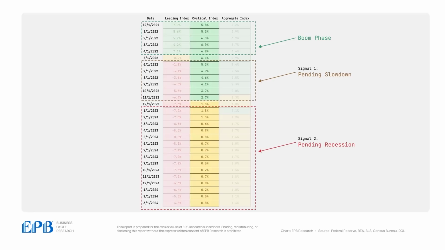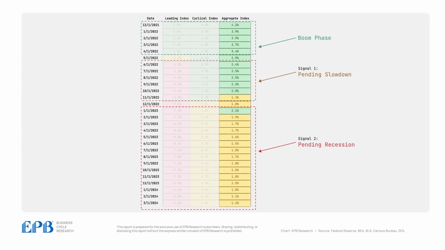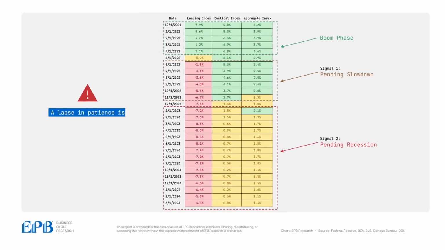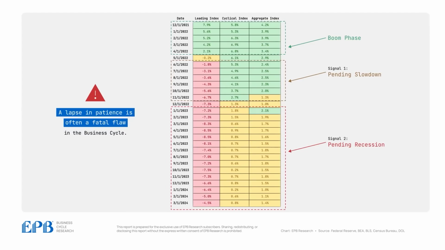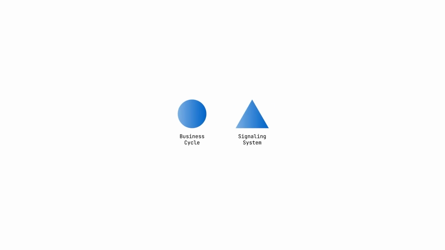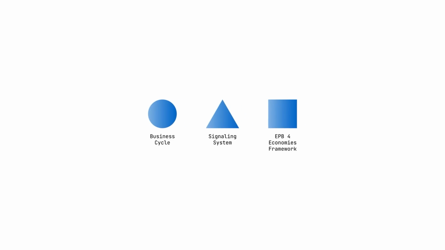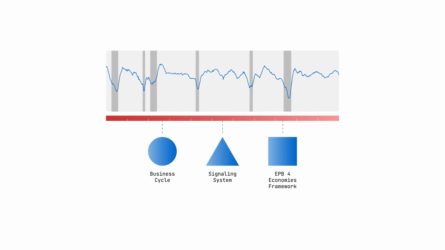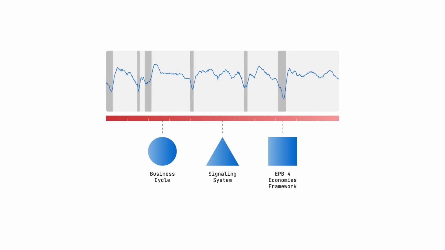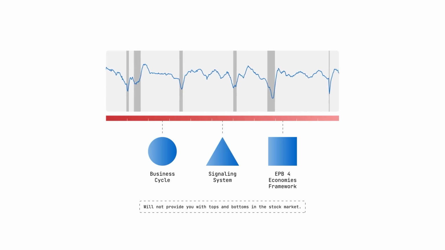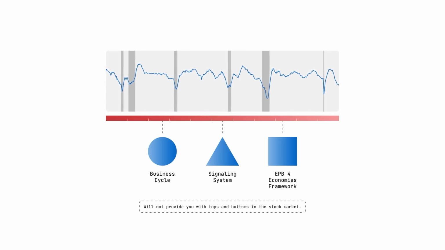If the leading, cyclical, and aggregate indicators change course, then all bets are off and a new outlook is established. A lapse in patience is often a fatal flaw when using a business cycle process. As mentioned earlier, the business cycle, this signaling system, and the overall framework at EPB Research should be used as a tool or a guide for measuring economic risks. Our framework, this signaling system, or any other approach will not provide you with tops and bottoms in the stock market, despite what any marketing materials might suggest.